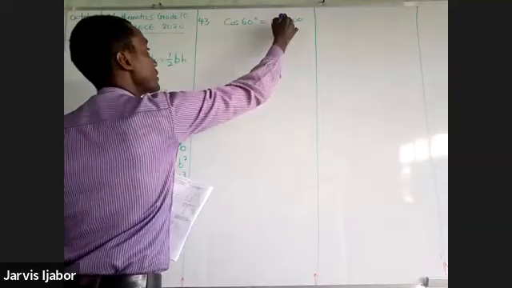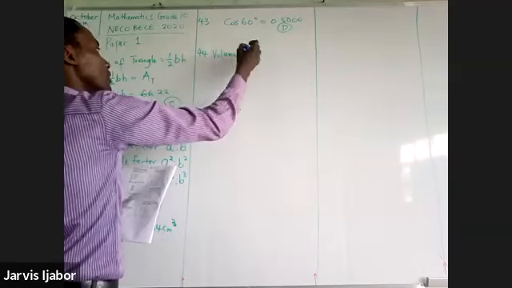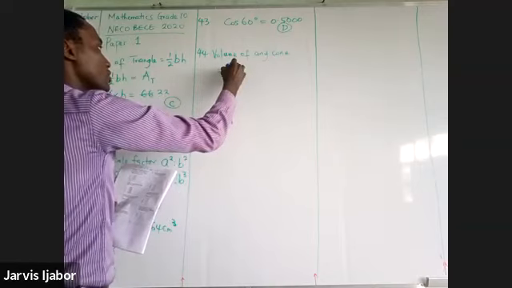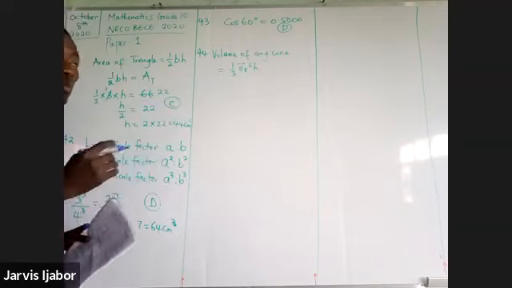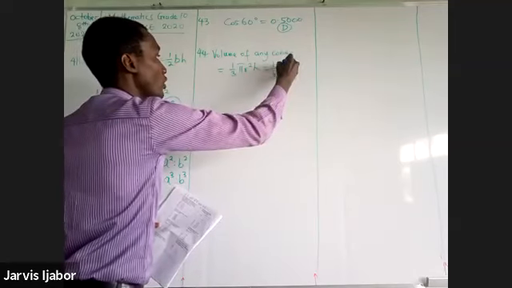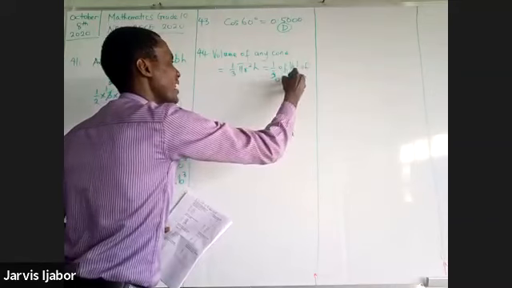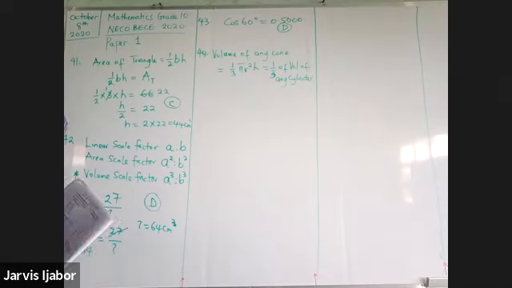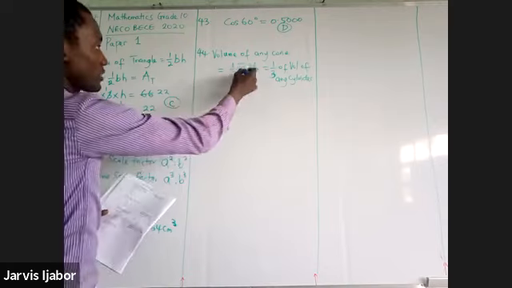It says find the volume of a cone. The volume of any cone is given as 1/3 pi r squared h, which is say a third of the volume of any cylinder. So if you know the formula for the volume of a cylinder, just divide it by 3, and that's what the volume of a cone will be. This is radius, this is height.